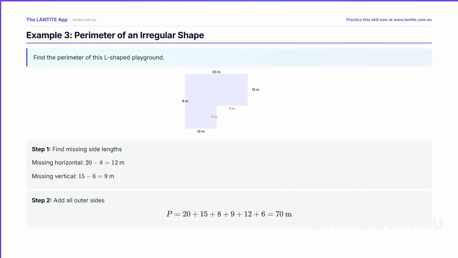Now let's find the perimeter of an L-shaped playground. With irregular shapes, the key step is finding any missing side lengths. The full width across the top is 20 meters, and the bottom section is 8 meters, so the missing horizontal piece is 20 minus 8, which is 12 meters. The full height is 15 meters on the left, and the step down on the right is 6 meters, so the missing vertical piece is 15 minus 6, which is 9 meters. Now we add all 6 outer sides. 20 plus 15 plus 8 plus 9 plus 12 plus 6 equals 70 meters.